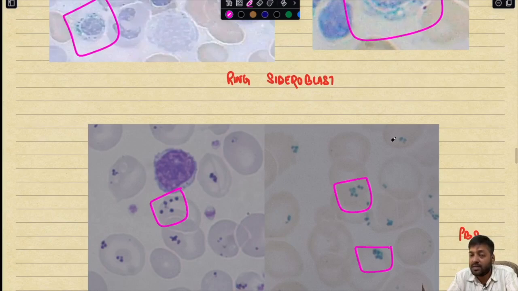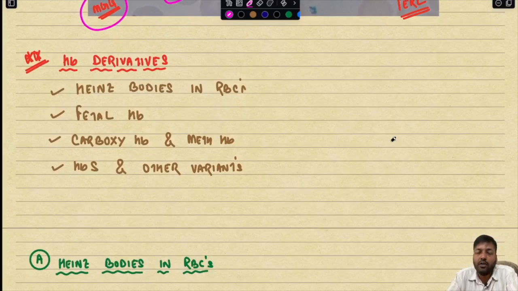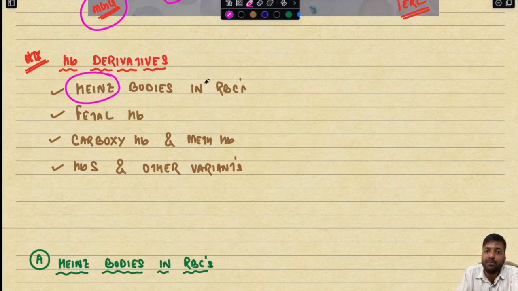This is the first important cytochemical stain which is used in erythrocyte cytochemistry. The second major group that we are going to study is the highlighting of hemoglobin derivatives cytochemically. Okay, so under erythrocyte cytochemistry, the two most important things that we have to highlight are the presence of Heinz bodies in the RBCs and the fetal hemoglobin.